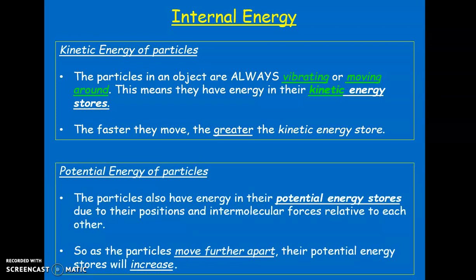Particles also have potential energy. So there are two types of energy that particles have: kinetic, due to their motion, and potential energy. The potential energy is due to their position in relation to each other and their intermolecular forces. So the way that the particles are held together in an object gives them the potential energy. When particles begin to move further apart, their potential energy increases. So it's important we realize that we're talking about the particle's energy, not the object's energy in this case. And there are two main types, kinetic and potential.